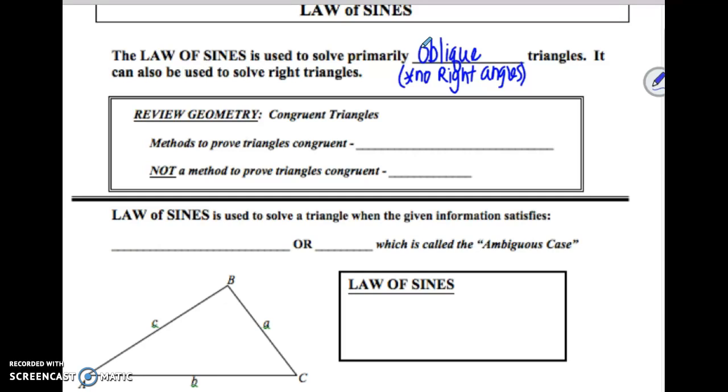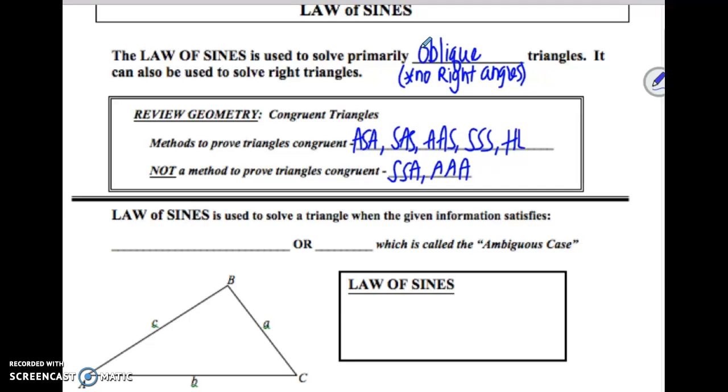A review of geometry, discussing congruent triangles. Methods to prove two triangles are congruent include ASA, short for angle, side, angle; AAS, angle, angle, side; SSS, side, side, side; and HL, hypotenuse, leg. We cannot prove triangles are congruent by knowing side, side, angle or angle, angle, angle.